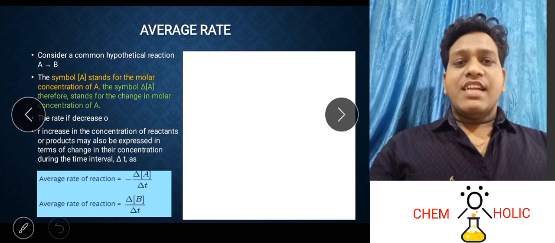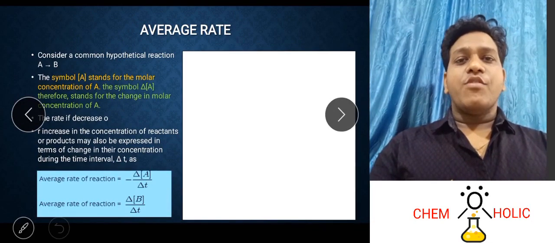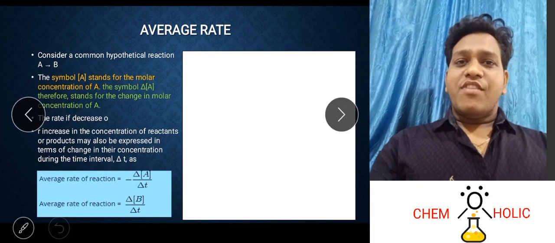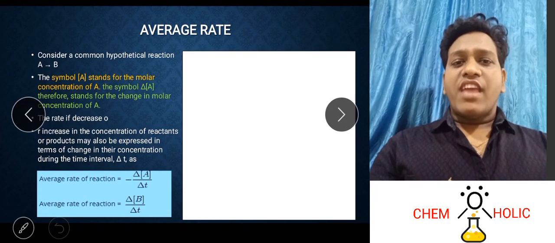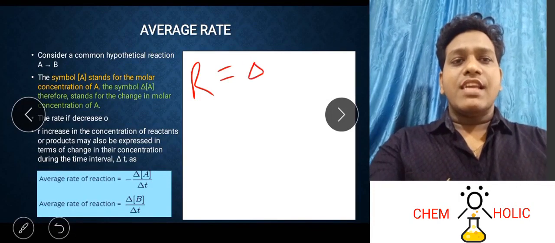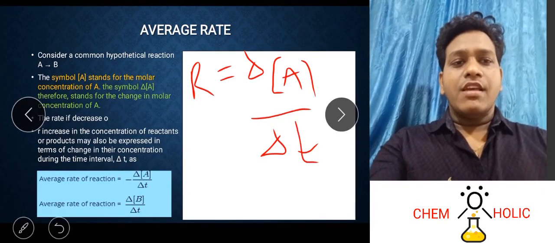What does delta T mean? In common words, if you want to calculate the rate of consumption of A, as I told you, A is getting consumed and B is getting formed. If we are calculating the rate of consumption of A, then you should write that the rate of reaction is equal to the rate of consumption of A, which is equal to the change in concentration of A per unit change in time.